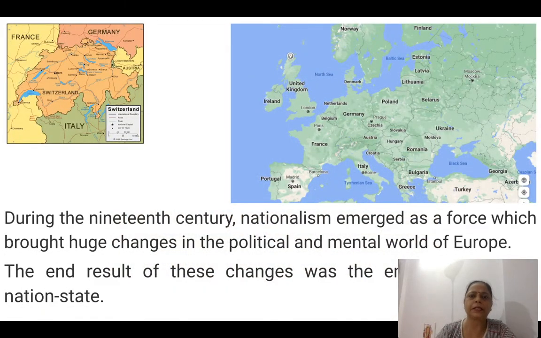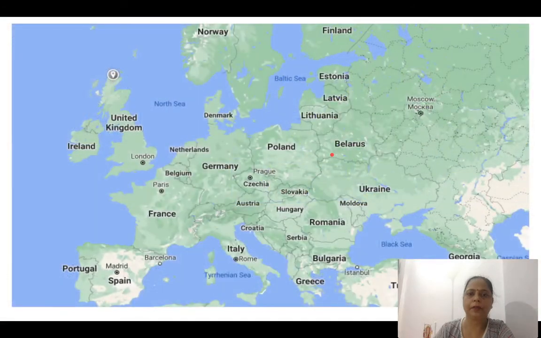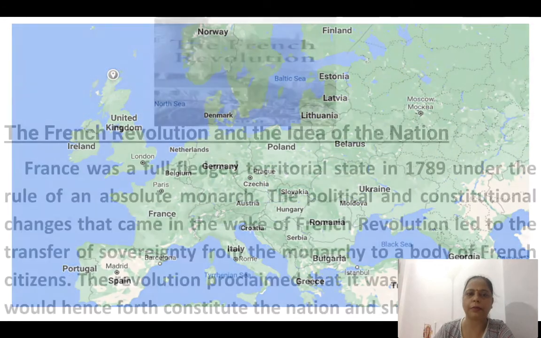During the 19th century, nationalism emerged as a force which brought huge changes in the political and mental world of Europe. The end result of these changes was the emergence of the nation states. So, at the end, the nation states were formed, and by that time, as I talked about, France, Germany, Italy, Austria, Hungary, then Switzerland, and Ireland, United Kingdom, all these nations became a nation state. This is the actual map.